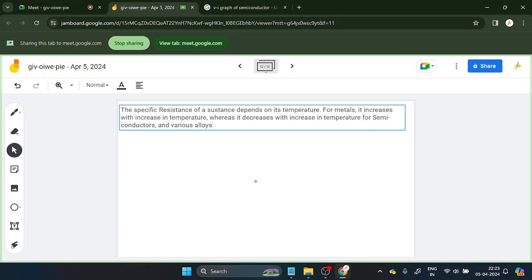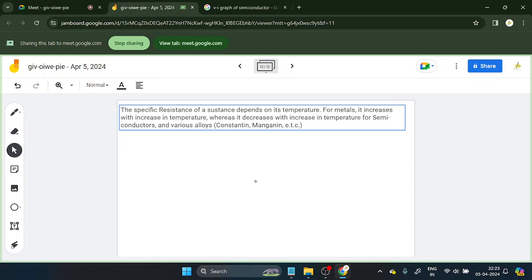Clear? And what are the examples of alloys? It includes constantan, manganin. These are the alloys. Not manganese, that is a metal. Manganin, my mistake. Manganese is a metal, atomic number 25.